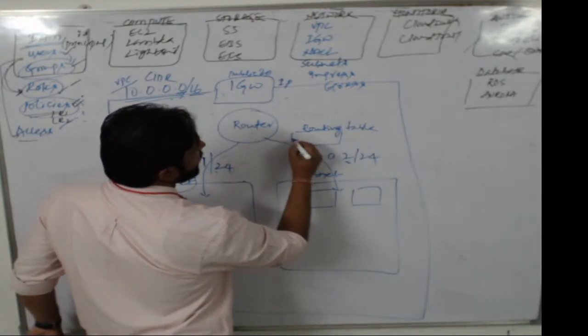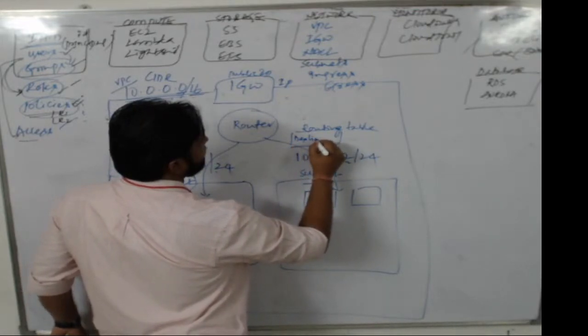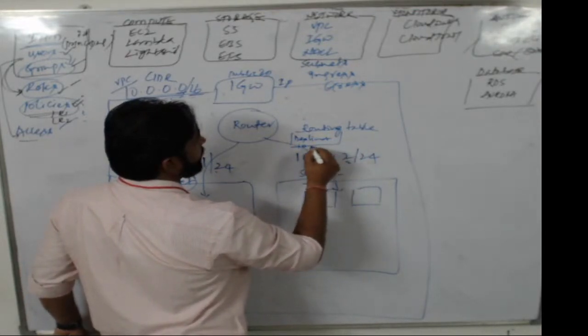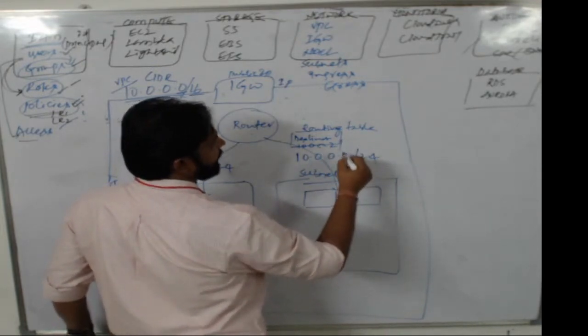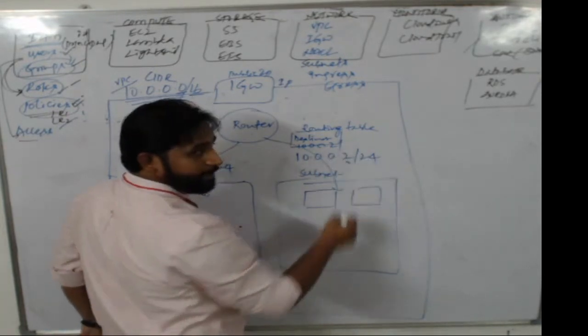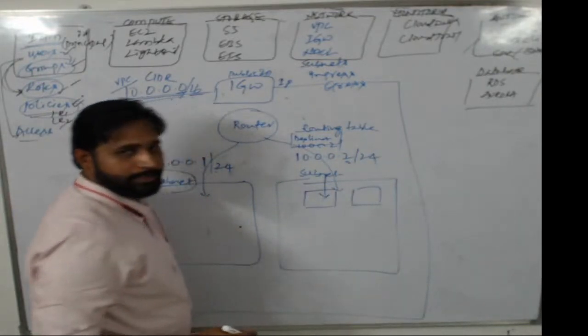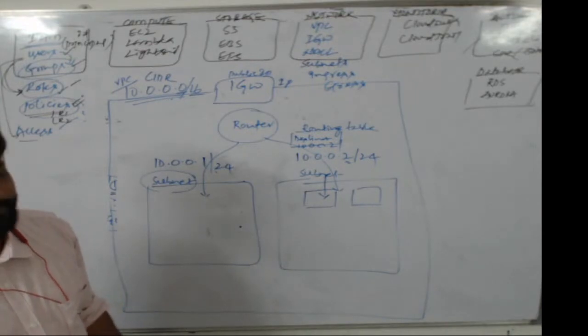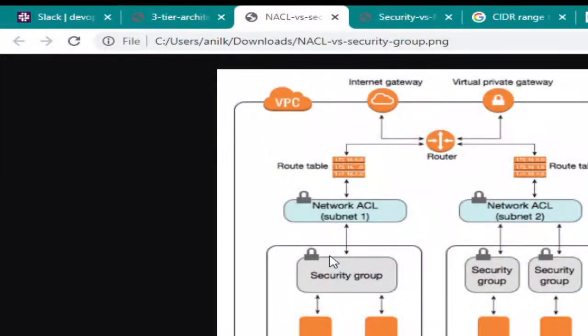If there is a routing rule like this, destination, if the destination is 10.0.0.2, anything in this network, send it to one of these EC2 instances. You will see a routing table. Let me show you a routing table quickly.